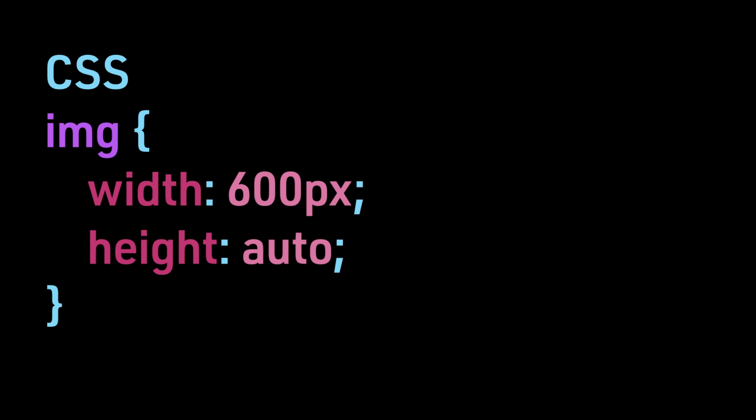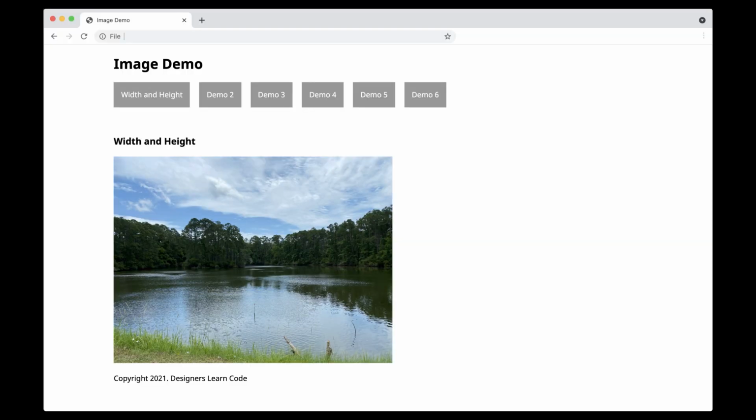By setting the height to auto, the browser will automatically calculate the height to display the image based on how you are limiting the width. This is how the image will look, because we have set a fixed width.